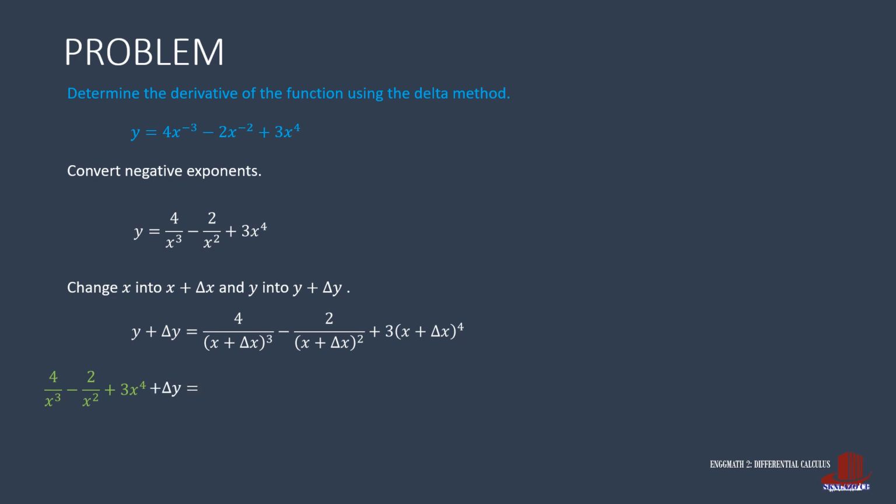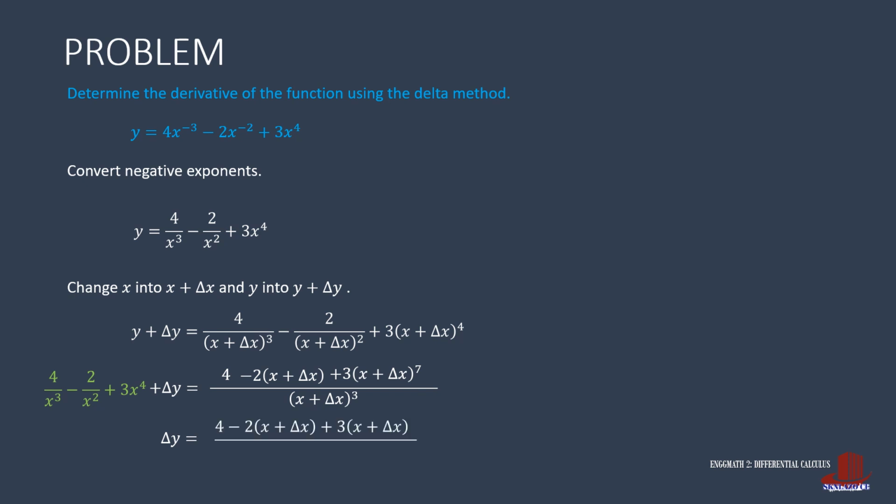Then we also take the common denominator for the 3 terms on the right, and that is the cube of x plus delta x. The numerators then start with 4 for the first, followed by negative 2 with x plus delta x. Then the third term's numerator becomes 3 times x plus delta x raised to 7. If we try to isolate delta y, we transpose all the other terms on the left to the other side, thereby having delta y as the whole right term less y, which comprises 4 over x cubed minus 2 over x squared plus 3x raised to 4.